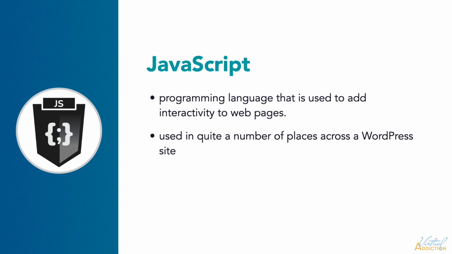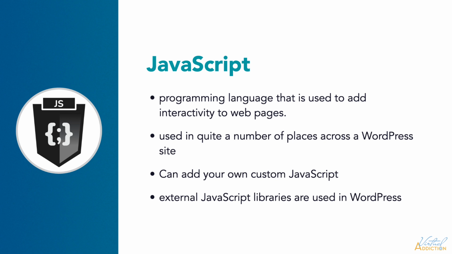JavaScript is used in quite a number of places across a WordPress website. One of the biggest uses of JavaScript is in the new block editor, which is powered by a JavaScript framework called React. There are also a number of external JavaScript libraries that are used in WordPress. Additionally, like with CSS, WordPress allows you the flexibility to add custom JavaScript or external JavaScript libraries to your plugins and themes.